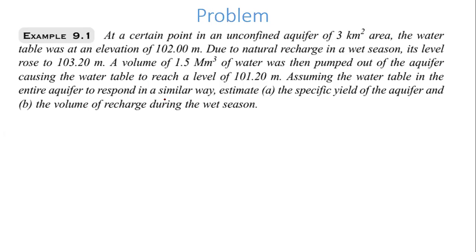A volume of 1.5 million cubic meters of water. So this capital M refers to million cubic meters, right? So capital M meter cube is million meter cube. A volume of 1.5 million cubic meters of water was then pumped out of the aquifer, causing the water table to reach a level of 101.2 meters. Assuming the water table in the entire aquifer to respond in a similar way, estimate A, the specific yield of the aquifer, and B, the volume of recharge during the wet season. Okay. So is the problem statement clear of what we are trying to achieve here?